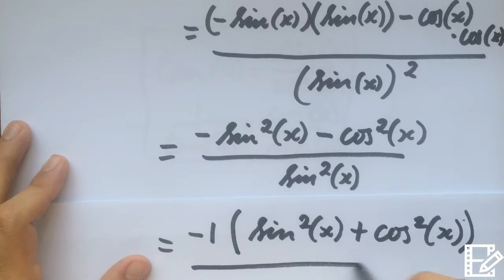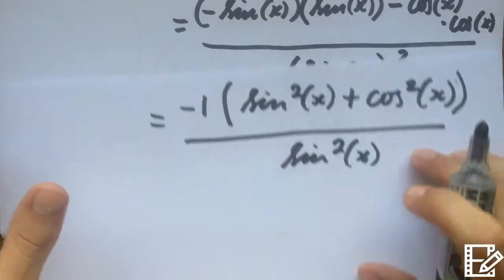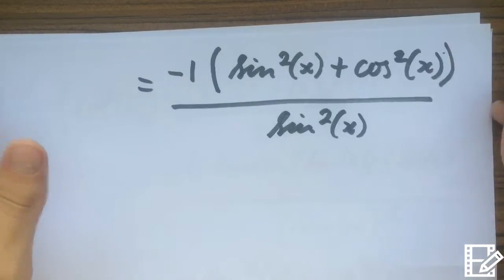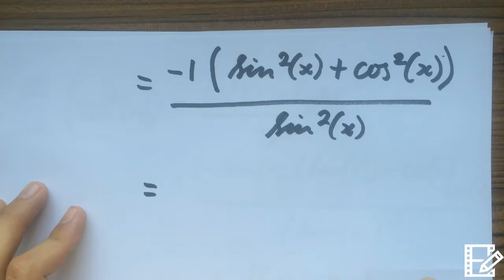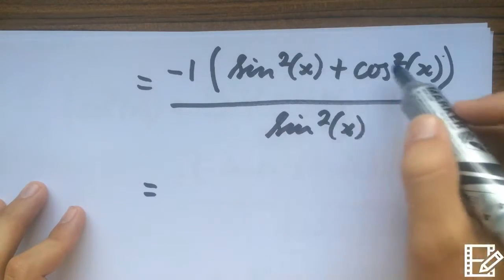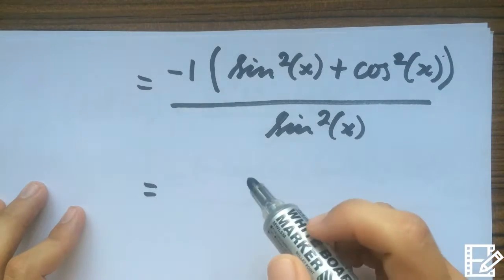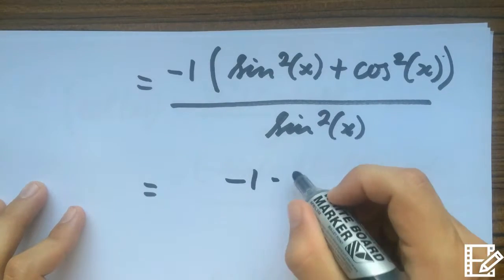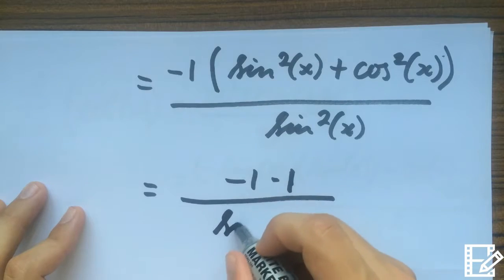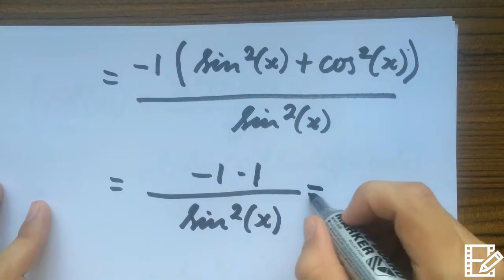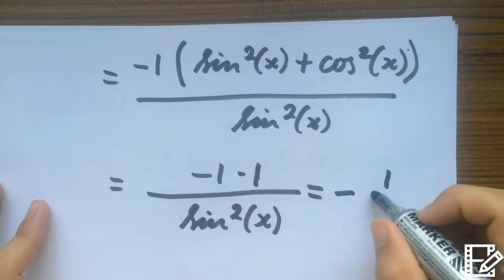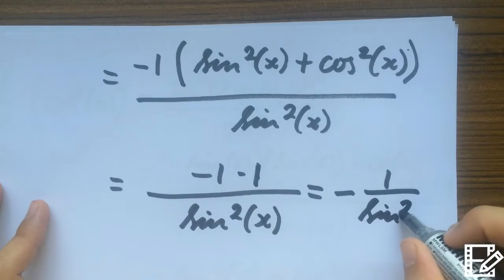I'll just write this, because I factored out the negative 1 from both of these. Okay? With me? I can't hear you, so hopefully you are. So this now equals 1, because sine squared x plus cos squared x equals 1. So we have negative 1 multiplied by 1 over sine squared x. That leaves us with negative 1 over sine squared x.